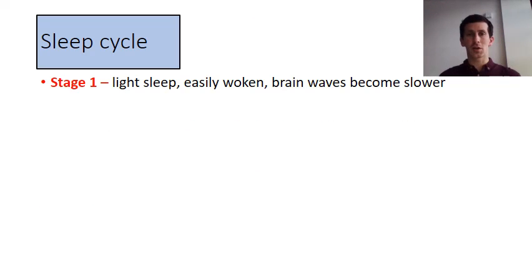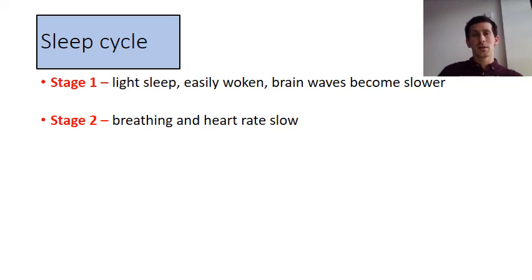So let's have a look at the sleep cycle then. So stage 1, you go to sleep. This is a light sleep stage. Okay, you can easily be woken up. It's when you first start nodding off. And it's where your brain waves start to become a little bit slower. Then we move on to stage 2. This is where your breathing and your heart rate start to slow a bit more.